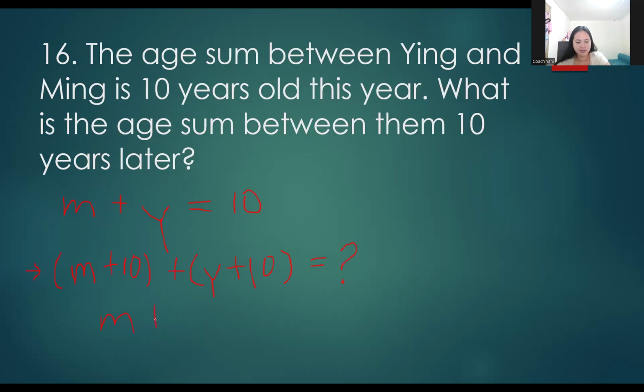So you rearrange this one. You have m plus y plus 20. And again, what is m plus y? What is m plus y? M plus y from here is equal to 10. So you just replace this one with 10. You just replace this one with 10. And then you will have 10 plus 20.